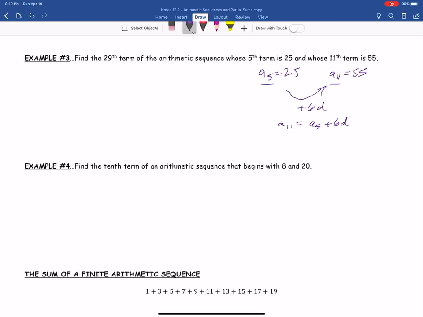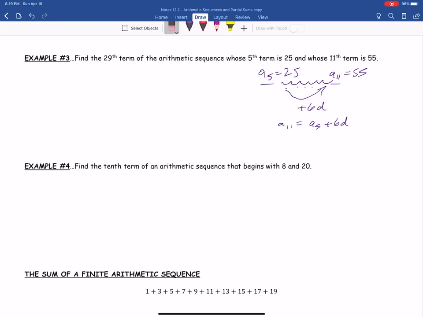Now, why is that the case? Well, if you can picture here, A sub 6, A sub 7, A sub 8, A sub 9, A sub 10, hey, A sub 11. How many little hoops do I have there? 1, 2, 3, 4, 5, 6. And that's the beauty of arithmetic sequences, they're consistent.